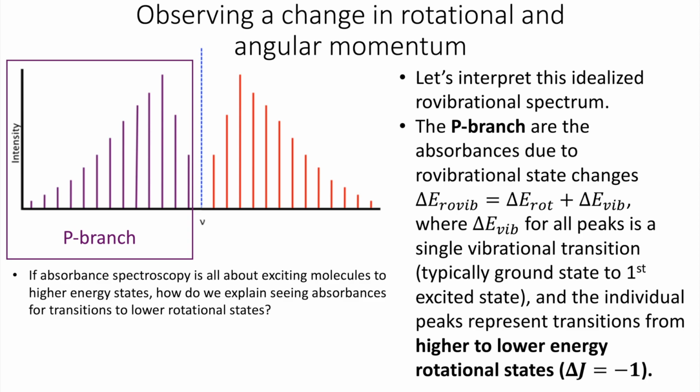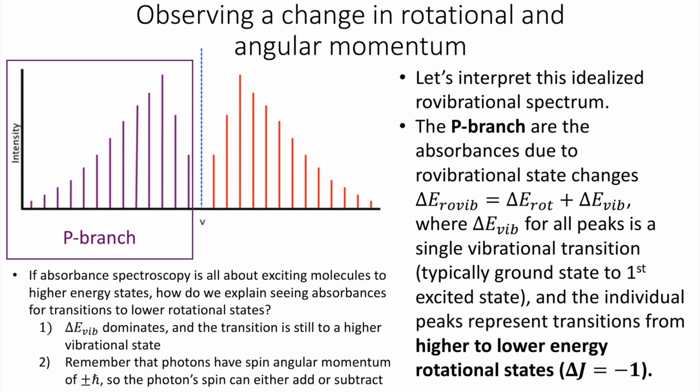So wait a minute, is this kind of weird? Let's think about this. We're looking at absorbance spectroscopy, right? So we're putting energy into a system using light, and we're seeing which wavelengths of light get absorbed. That's a basic way of thinking about absorbance spectroscopy. But now we're talking about something going to a lower state. Well, what's the deal with that? Why are we allowed to do this?